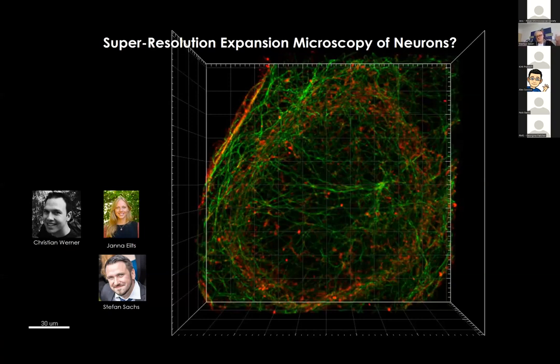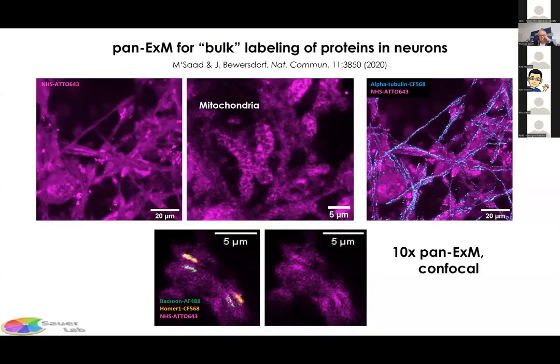So just a few examples that you can also use expansion microscopy in neurons, and this is what Stefan, Jana, and Christian are doing in my lab. So we can combine it with this Pan-ExM from Jörg Vogel, published, that you label all proteins by NHS.